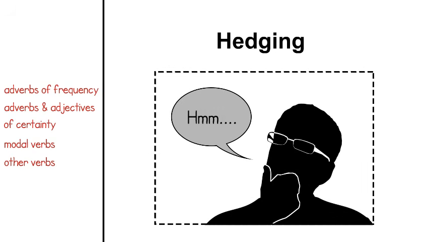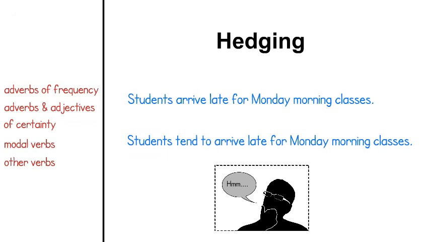So what is hedging? Well, we use hedging language when we want to soften what we are saying to avoid making too strong a claim. Look at these two sentences. What's the difference? Students arrive late for Monday morning classes. Students tend to arrive late for Monday morning classes.